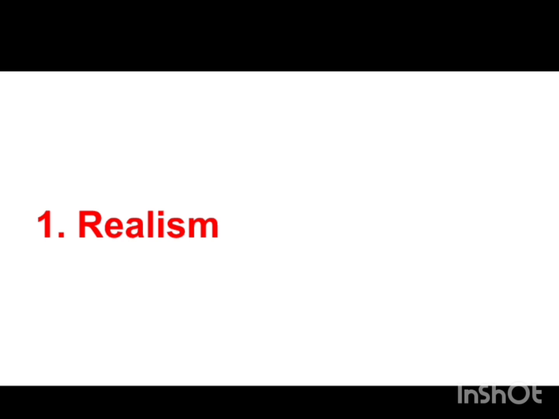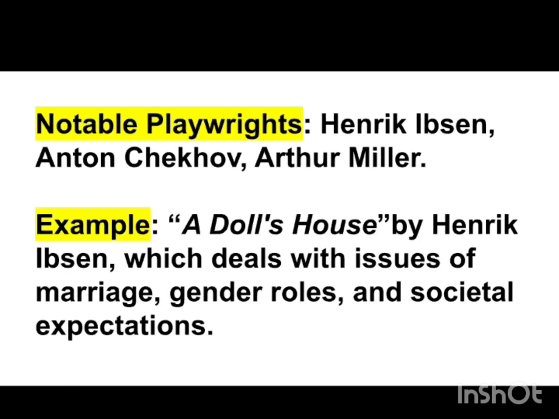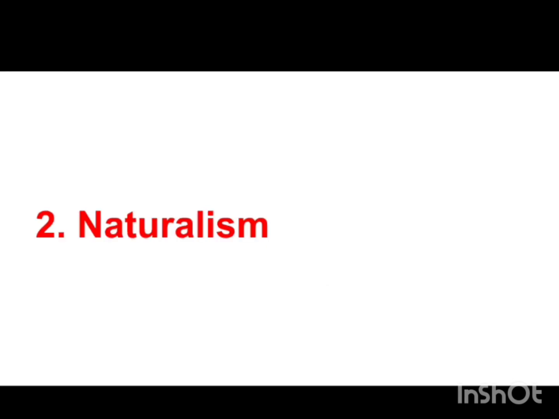The characteristic features of realistic theatre are detailed settings, naturalistic dialogue, and plots that are centered on some social issues. Notable playwrights are Henrik Ibsen, Anton Chekhov, Arthur Miller. A very notable example is A Doll's House by Henrik Ibsen, which deals with the issues of marriage, gender roles, and societal expectations. Second important movement is naturalism.